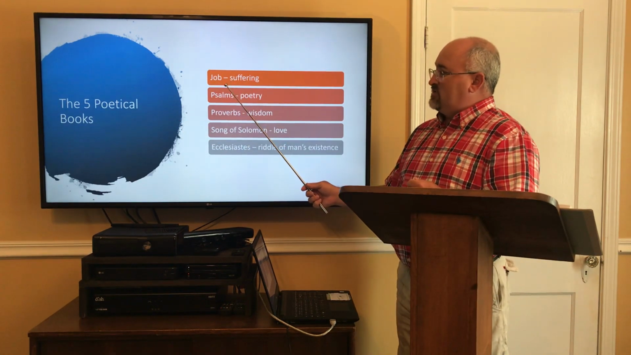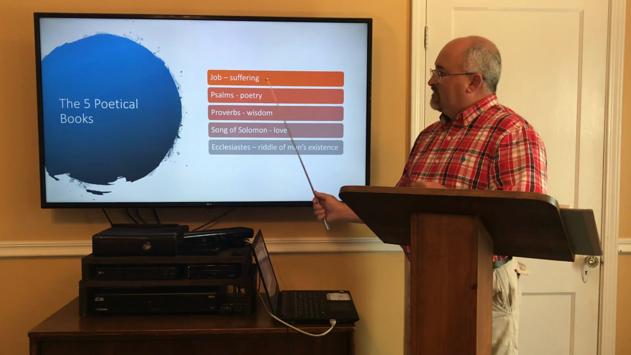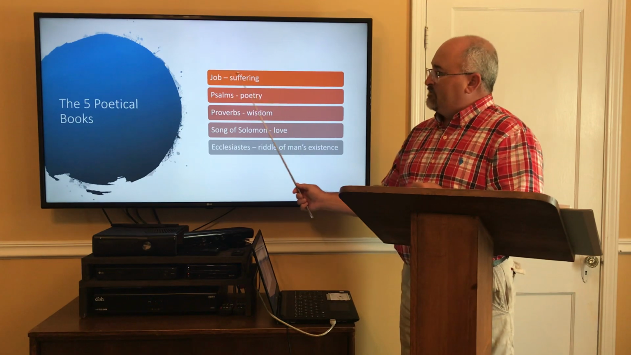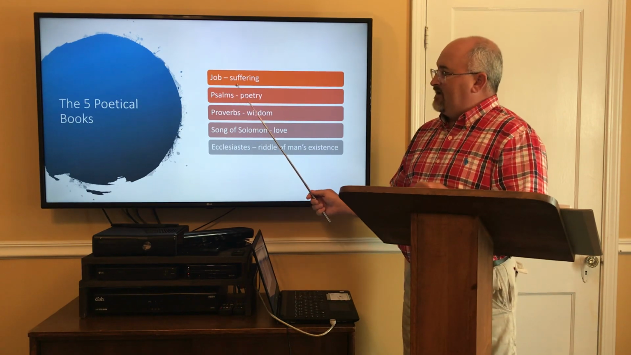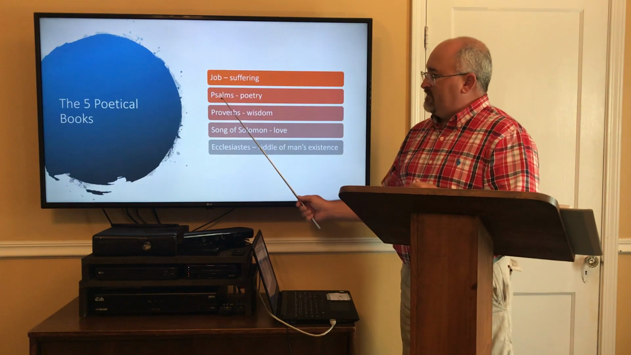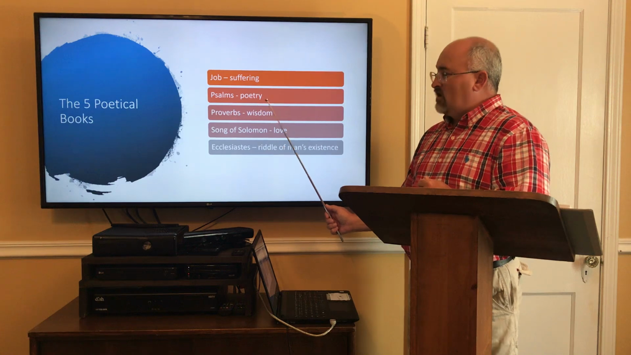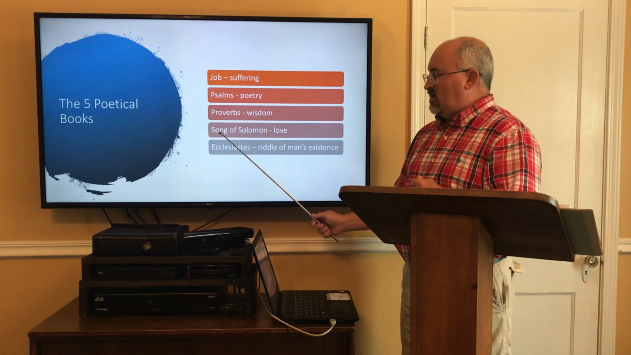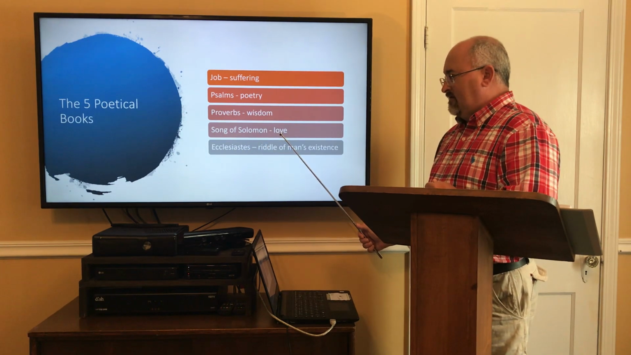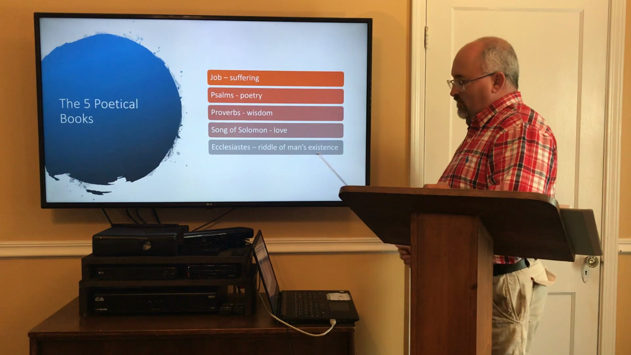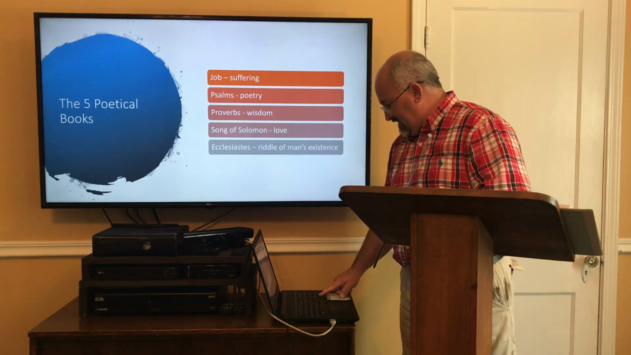What do we find in the book of Job? The story of human suffering. The book of Job shows us that the righteous also suffer. Psalms, what do we see here? Songs and poetry. Proverbs. Wisdom, very good. Song of Solomon. God's love for us and human love for each other. Ecclesiastes. The riddle of man's existence. Very good.